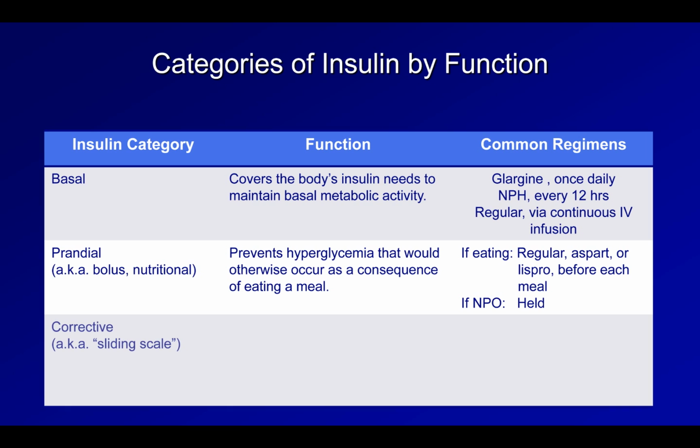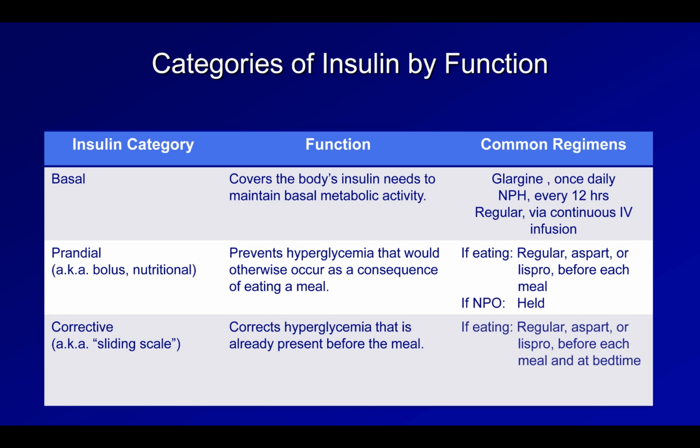Finally, there is corrective insulin, which is more commonly referred to as the sliding scale. The sliding scale is intended to correct hyperglycemia that is already present before the meal starts. This can be done with regular, Aspart, or Lispro, given before each meal and at bedtime in patients eating, and given every 6 hours in patients who are not eating.